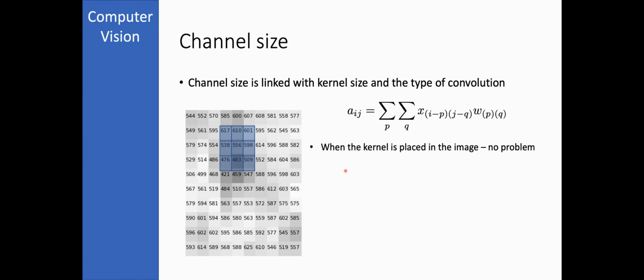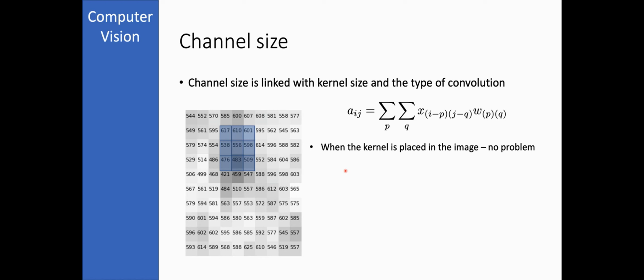We didn't really talk about the channel size, but actually the channel size is very much linked with the kernel size and the type of convolution that we're applying. Now, we basically looked at this when we described the convolution kernel. We basically took a 5x5 image and convolved it with a 3x3 kernel. Now, in that case, we saw that actually the size of the output was not the same as the size of the input. The size of the output reduced to 3x3.